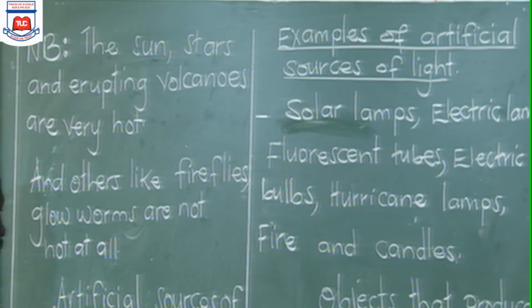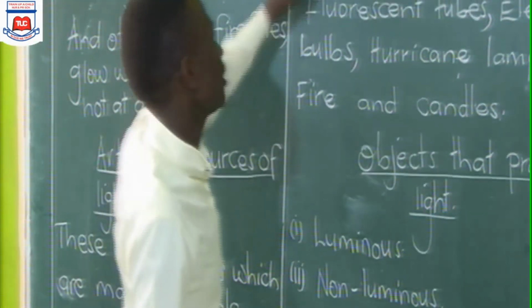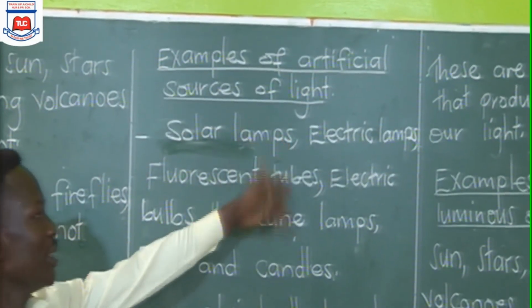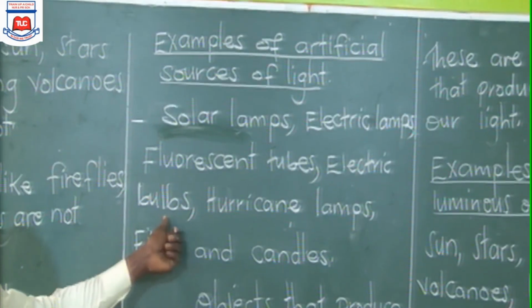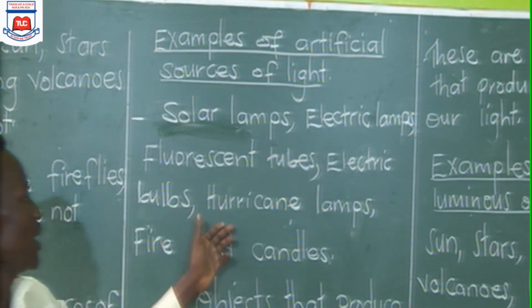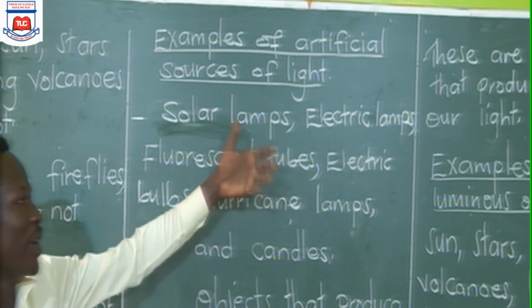So we have here artificial sources of light. These are sources of light which are made by people, or made by man. Examples are here. We have solar lamps, made by man. The electric lamps, made by man. We have fluorescent tubes, made by man. Electric bulbs. We have hurricane lamps, fire, and candles. All these are made by man.